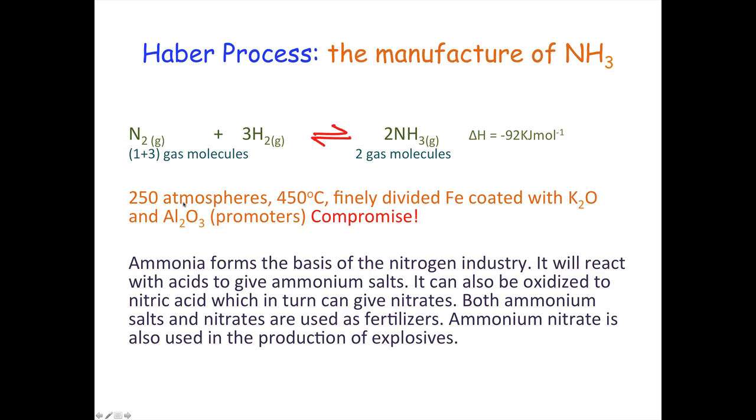And we see that in the industry, they normally use 250 atmospheres, 450 degrees Celsius, finely divided iron coated with potassium oxide and aluminum oxide as promoters. So it means that this finely divided iron coated with potassium oxide and aluminum oxide would be the catalyst. Now you see I put in red here, compromise, because this is an industry. When you are designing your production plant, you have to take into consideration both the chemistry as well as the economics. So there's always a compromise between the two.